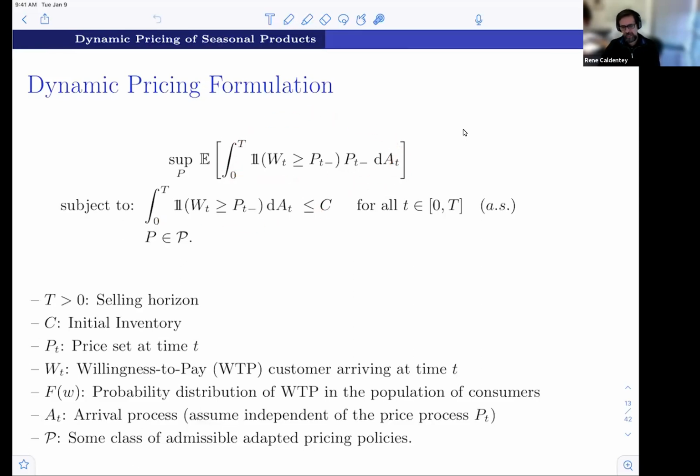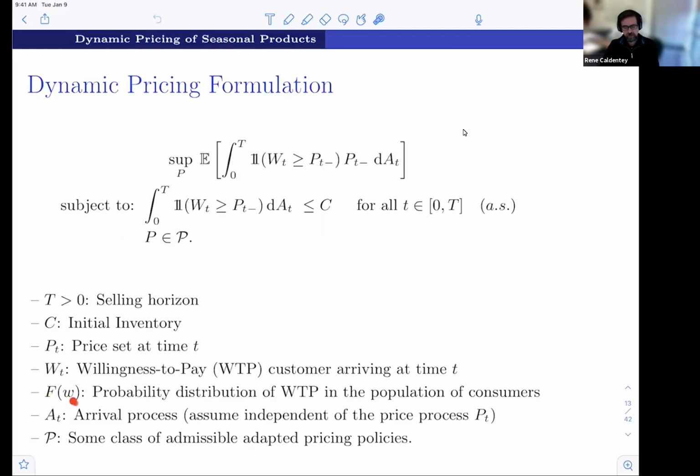But of course, we have this limited amount of resources. We have C units, and therefore this integral here, this stochastic integral, which represents your sales process, has to be always below C, almost surely, right? Because eventually you cannot sell more than what you have. Now, the second constraint here is an abstract constraint, which says that the price process that you're going to be looking at has to satisfy some additional constraints. In the next slide, I'm going to talk about what these other constraints could be, right? But again, regarding the notation: T is the selling horizon, C is your inventory, P is your price trajectory, and WT is the willingness to pay of the customer arriving at time T.